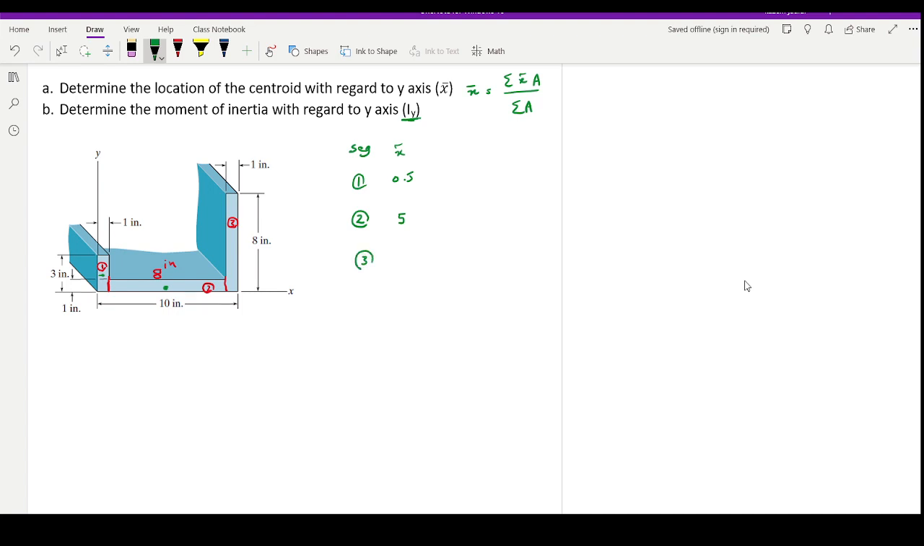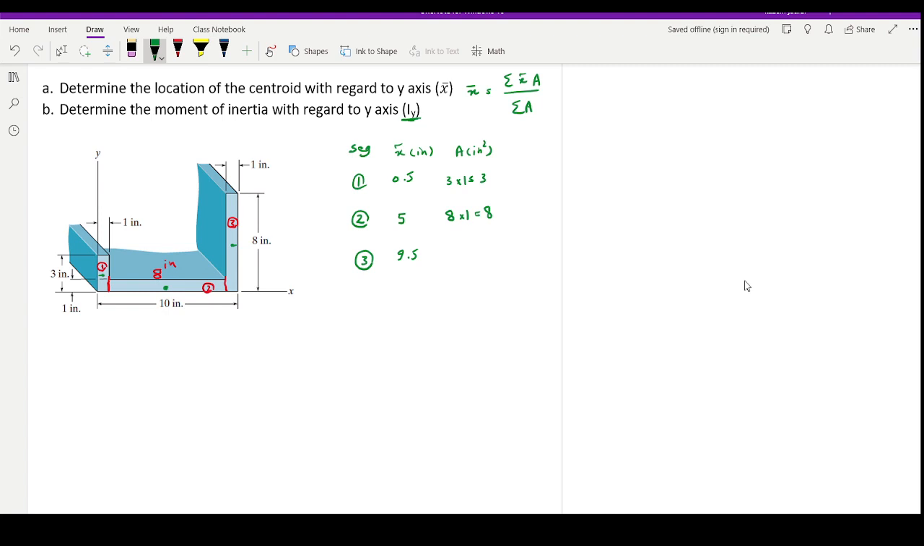For figure 3 or shape 3, which is this one, it's going to be located somewhere in here, and you can see that it's 10 minus half, because this is 1 inch, so half of it is half here, and 10 minus half is going to be 9.5 inch. So the unit here is inch. Then the area for each segment is going to be inch square. So segment 1 is 3 times 1, that's going to be 3 inch square. Segment 2 is 8 times 1, and that's going to be 8 inch squared.